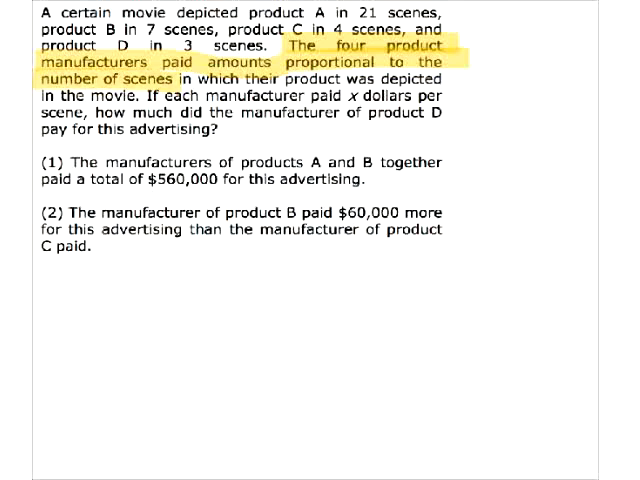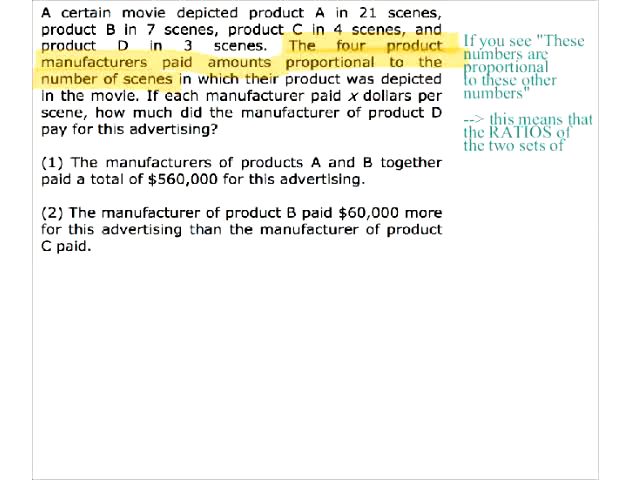Can anybody tell me what does that mean? Text box, if you guys know what that means, go ahead and type an explanation in the text box, please. What does it mean proportional to these other numbers? Yeah, you could do a ratio of products to scenes, but what's easier to think about is what Miriam is saying. The payments are in the same ratios as the scenes. If these numbers are proportional to these other numbers, then this means that the ratios of the 2 sets of numbers are the same.